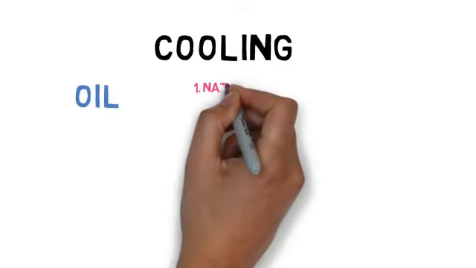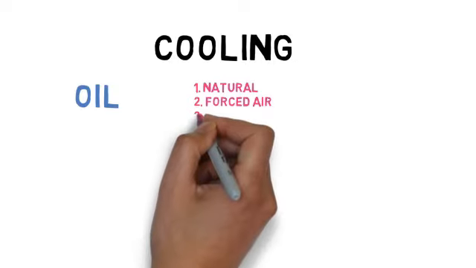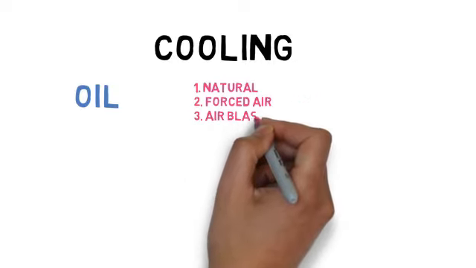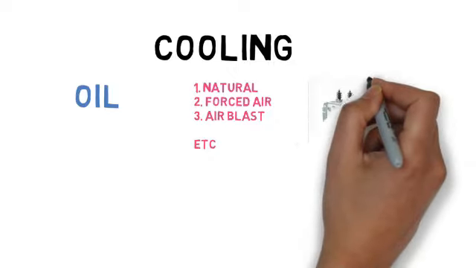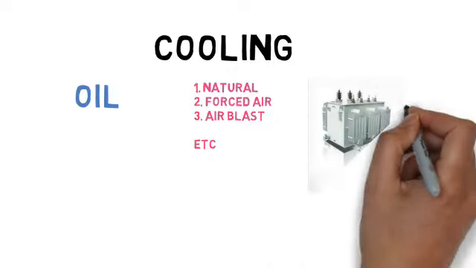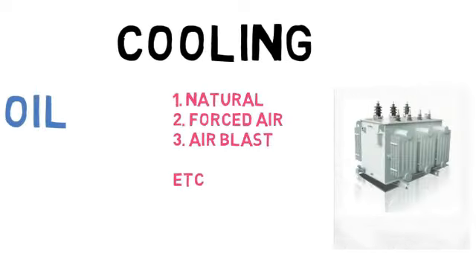Now the method of cooling. The method of cooling is done by oil, transformer oil, which is stored inside the transformer and passed through the conservator to radiators. And there are different types, such as air blast, forced air, natural air, and other types.